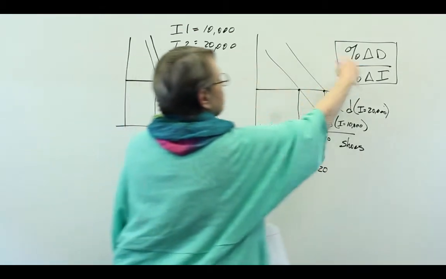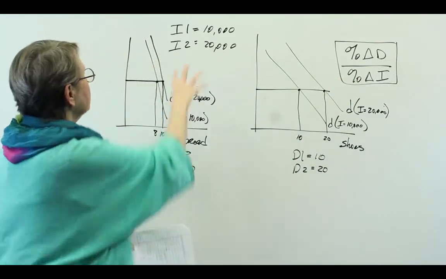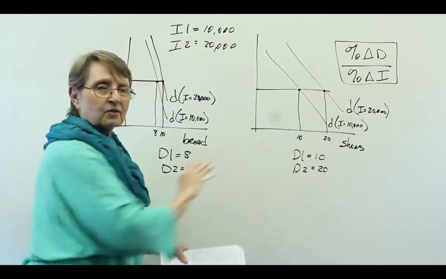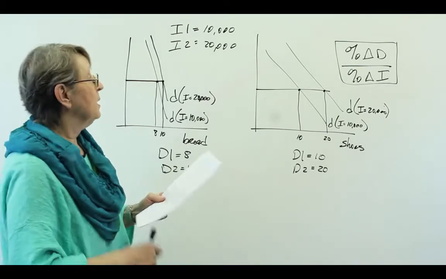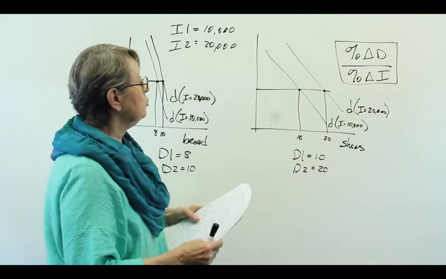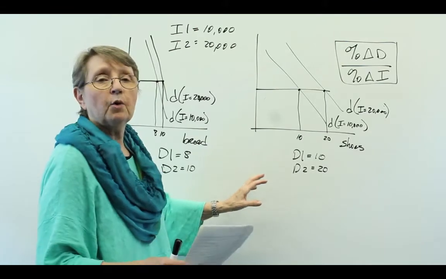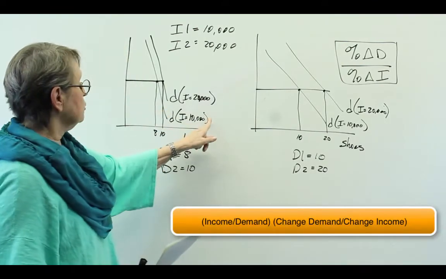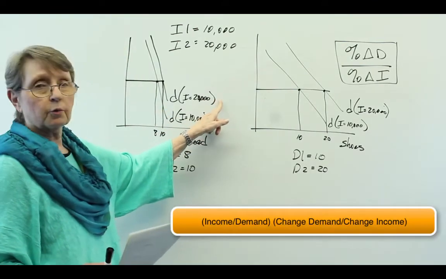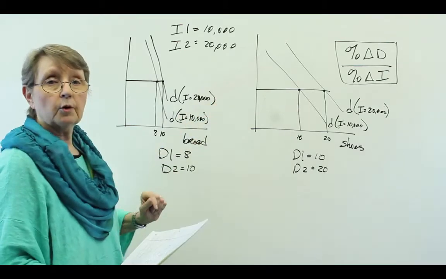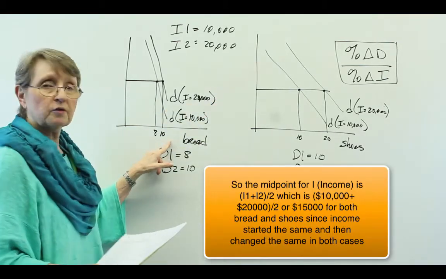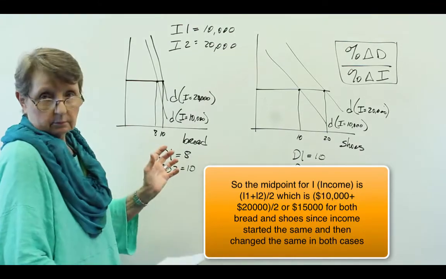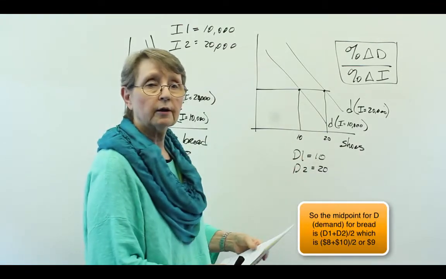So now we can use our formula and determine income elasticity for both of these goods, and we're going to find out that it's very different. But again, we're going to use what we call the midpoint formula. What are we going to use for income? Are we going to use 10,000 or 20,000? Well, we're going to use the midpoint. We're going to use 15,000. What are we going to use for the demand? Are we going to use 8 or 10? Midpoint. Same thing over here.